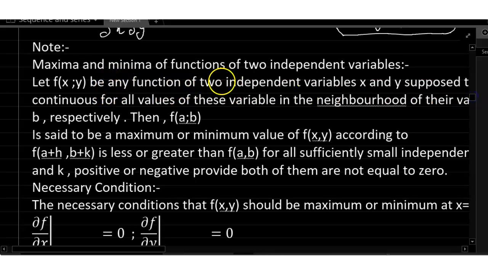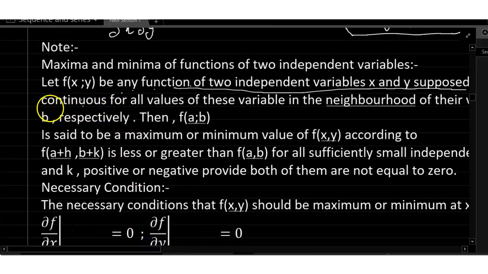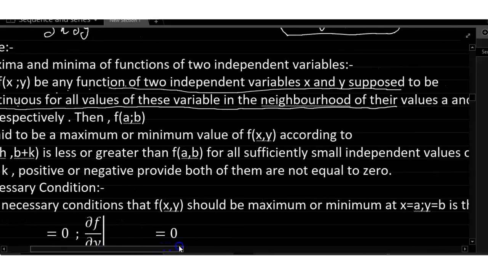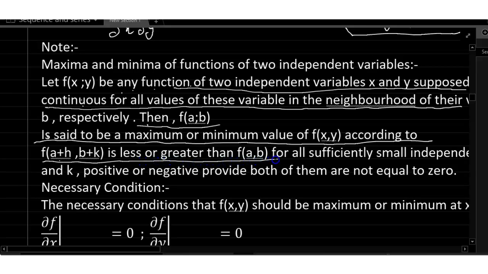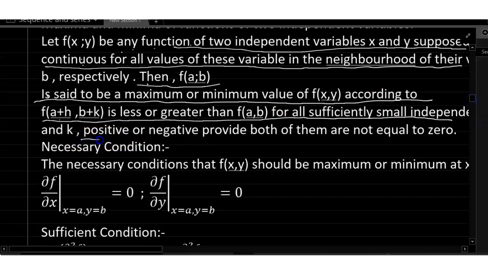Maxima and minima of functions of two independent variables. Let f(x,y) be any function of two independent variables x and y, supposed to be continuous for all values of these variables in the neighborhood of their values a and b respectively. Then f(a,b) is said to be a maximum or minimum value of f(x,y) according as f(a+h, b+k) is less or greater than f(a,b) for all sufficiently small independent values of h and k, positive or negative, provided both of them are not equal to 0.